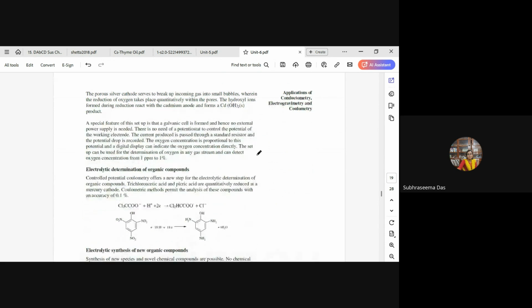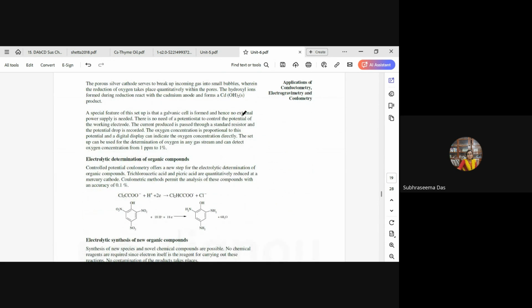A special feature of this setup is that a galvanic cell is formed, and hence no external power supply is needed. There is no need of a potentiostat to control the potential of the working electrode. The current produced is passed through a standard resistor and the potential drop is recorded. The oxygen concentration is proportional to this potential, and the digital display also indicates the oxygen concentration.